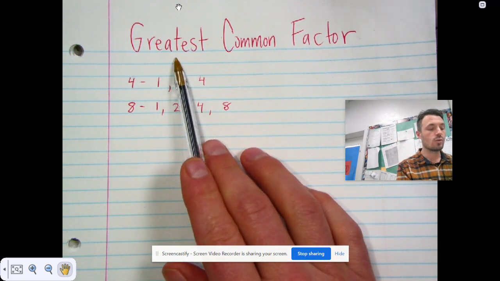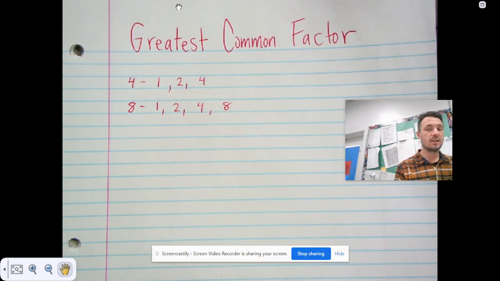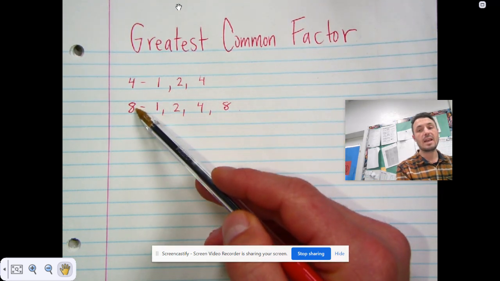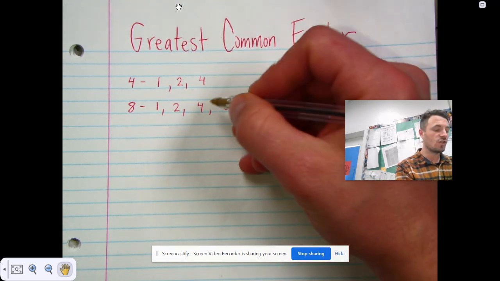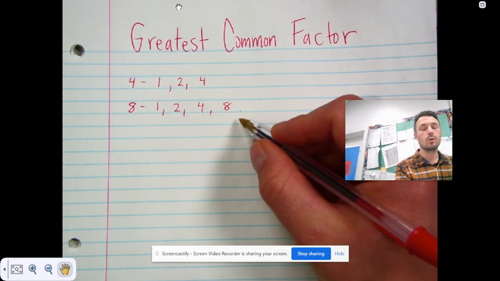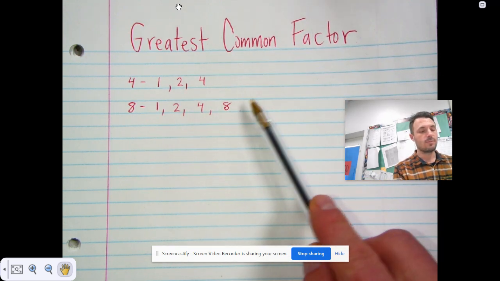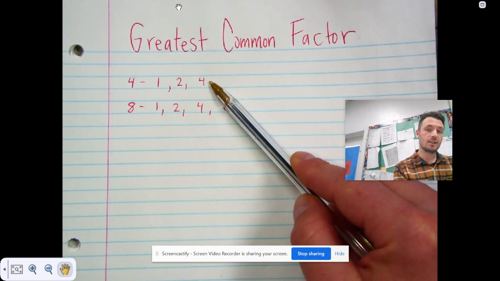Now we're looking for the greatest common factor. That's the greatest number that's in both lists. The biggest number that 4 and 8 have in common as a factor. So all we have to do is look and find out what the largest number in both lists is. Now 8 is the largest number, but it's not in this list.